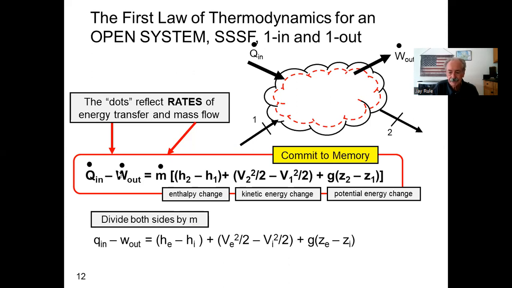Q dot in minus W dot out. That should be pretty easy. M dot times a big bracket bunch of stuff. That's pretty easy. Bracket stuff. Well, enthalpy change. That is internal energy with flow work incorporated into it that you would have covered in your class. Enthalpy change plus kinetic energy change plus potential energy change.